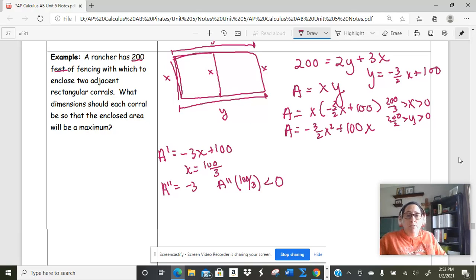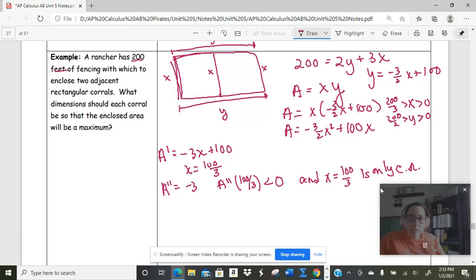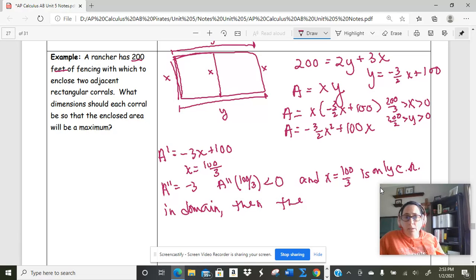Okay, so since I have this guy, and x equals 100 over 3 is the only critical number in our domain, then there must be an absolute max at x equals 100 over 3.